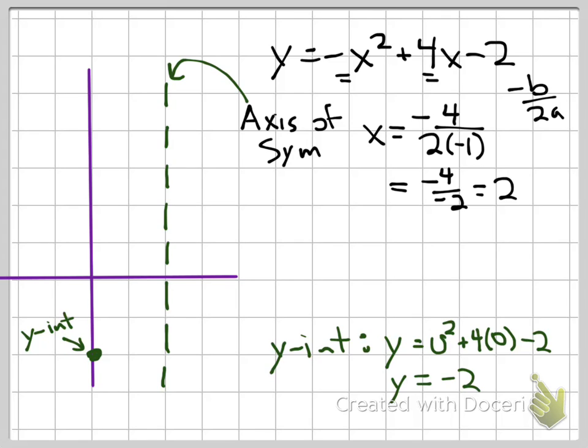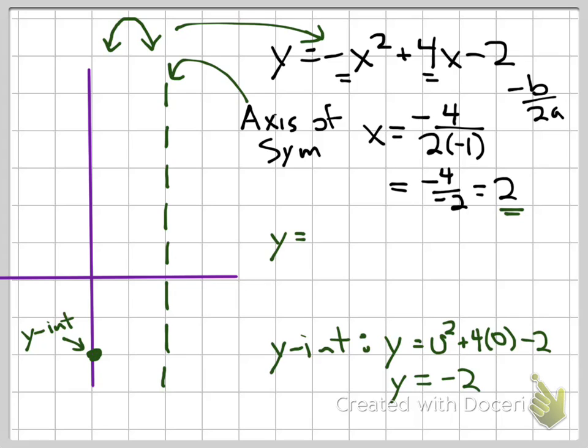So I know it's going to go through that point. I know the vertex is on the axis of symmetry. I also know that since there's a negative out in front, my parabola is going to point down. So I could even start to guess where my points would go, because I know they have to be above the y-intercept. What I'm actually going to do is plug this 2 into my equation to find what the value is at 2.